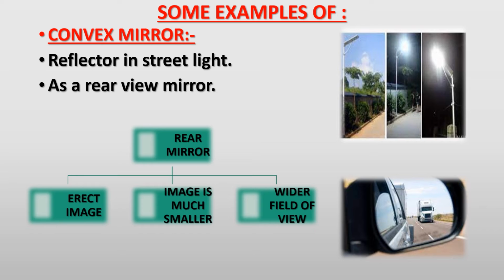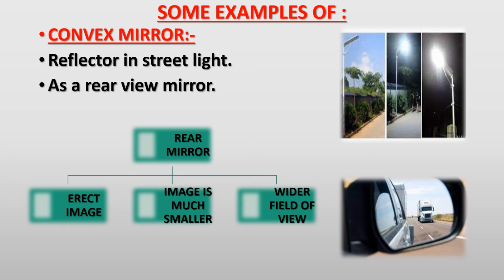Let us see some examples of first convex mirror. A convex mirror is used as a reflector in street lamps, as it diverges the light from the lamp over a large area. Second, a convex mirror is used by drivers of automobiles as a rear view mirror because a convex mirror produces an erect image of the object.